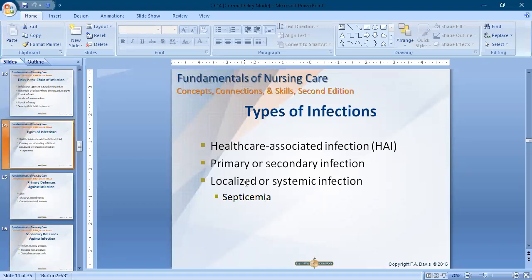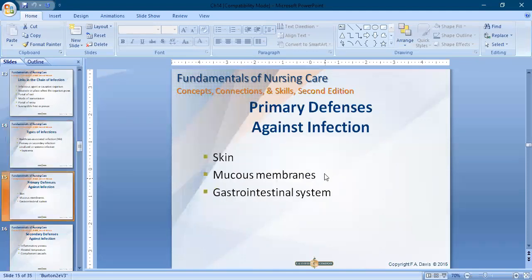CRP, C-reactive protein, will go up more than 3. Also, the culture result will be positive. So when a patient gets infected, all of these would be positive like this. And now, what next?